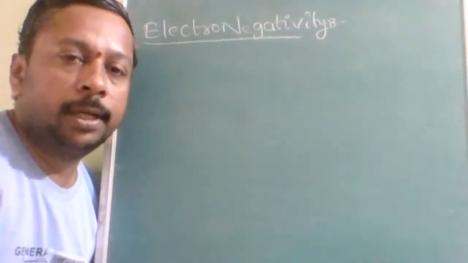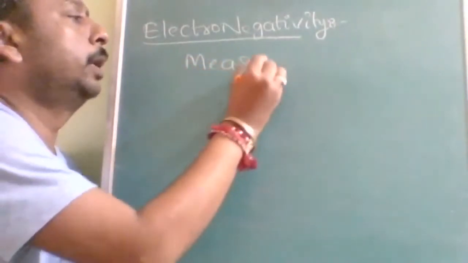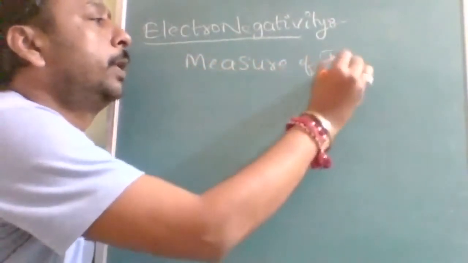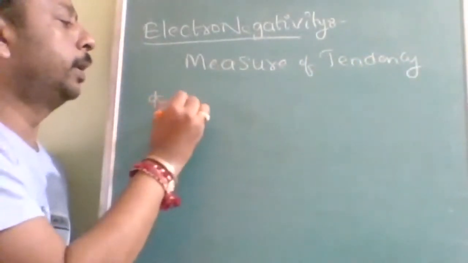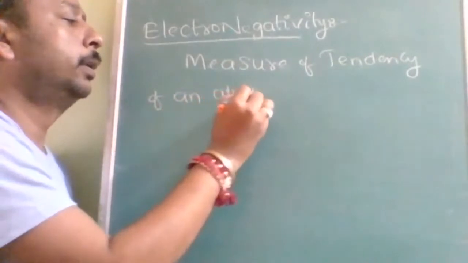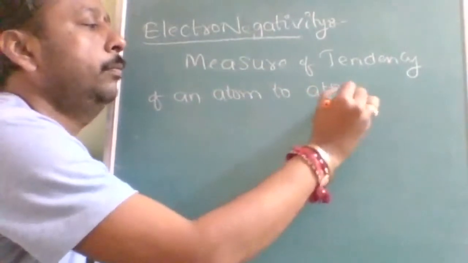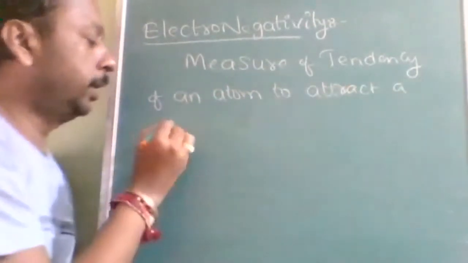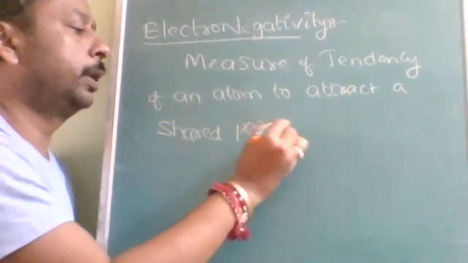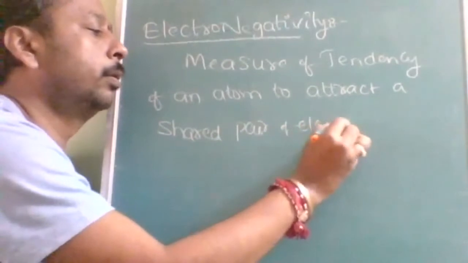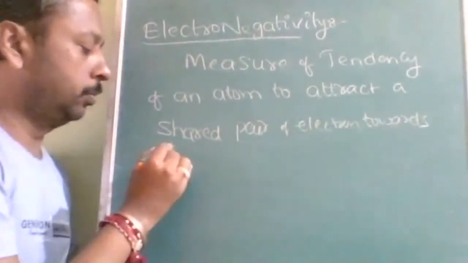Actually, electronegativity is a measure of tendency. What is electronegativity? A measure of the tendency of an atom to attract a shared pair of electrons towards it.